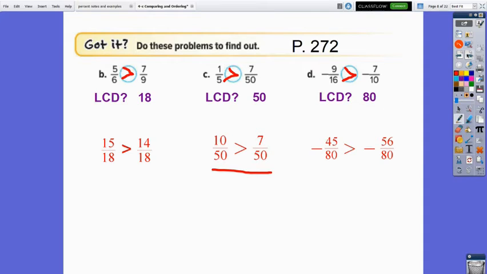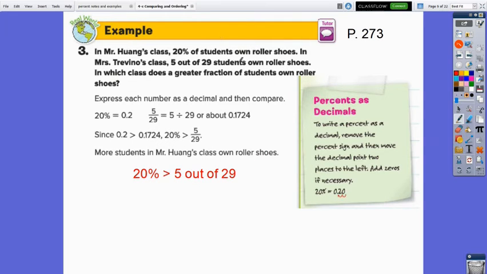But when you really have to answer the question, you could use decimals to do that, and that's what we're going to talk about next. So, comparing decimal numbers or percents even.